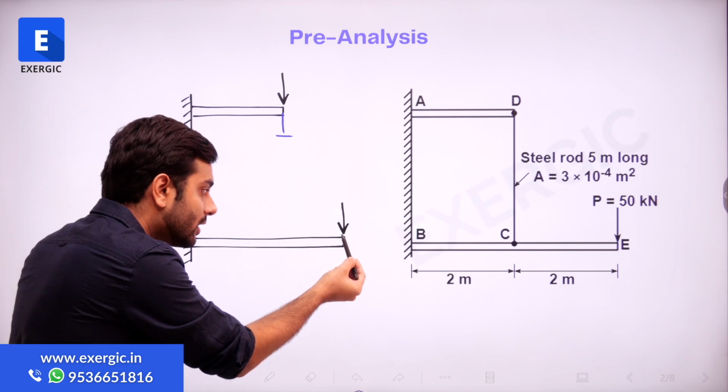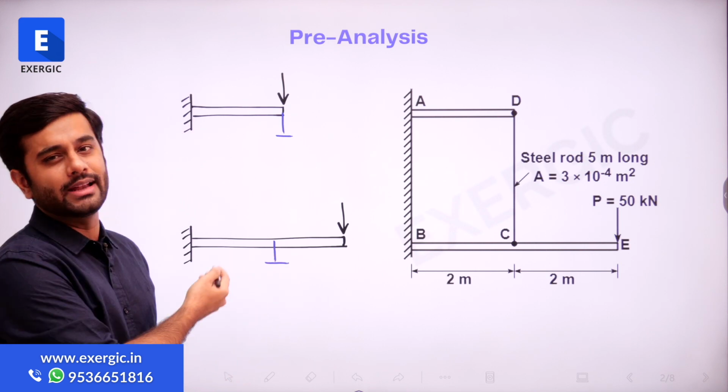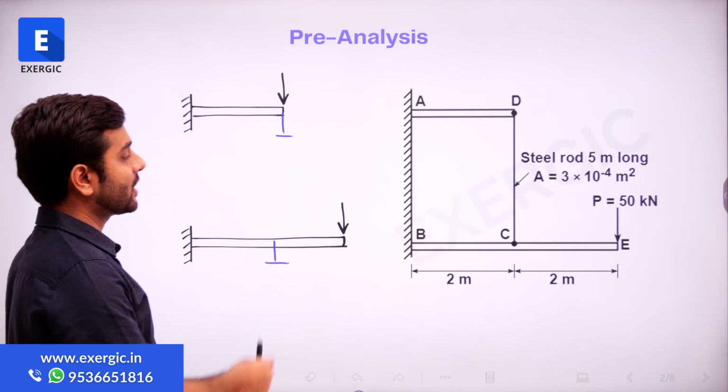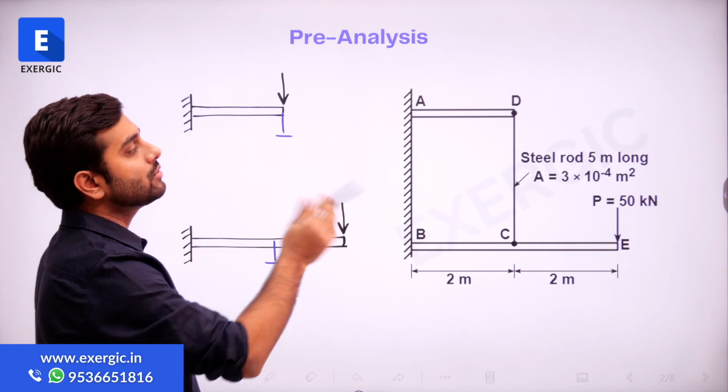Similarly, you can have a case where load is acting at the free end, but you have to find out the deflection at the center. That is also a one-step question, right? You can solve this quickly. In this case, what the question has done is it has linked both the cases, right?